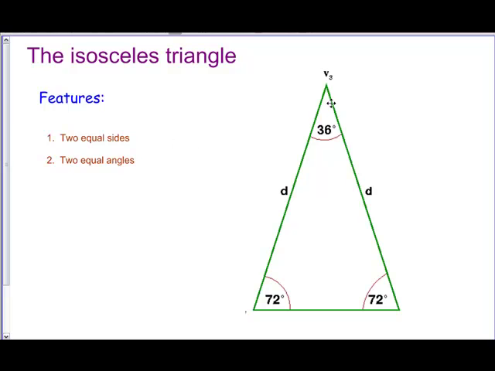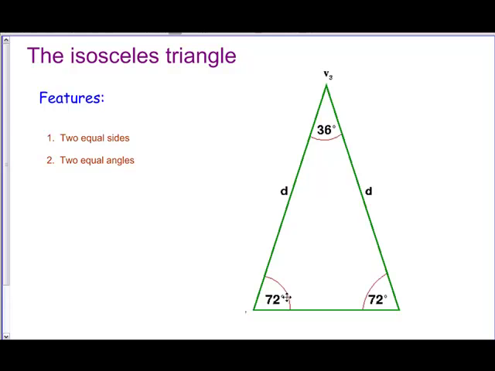Now, if we take a look at the basic structure of an isosceles triangle, the two equal sides are these two here. They're basically located across from each other when you stand the triangle up. And then the angles that are equal are the angles at the bottom, or at the base, of these two sides. So that's the basic features of an isosceles triangle.